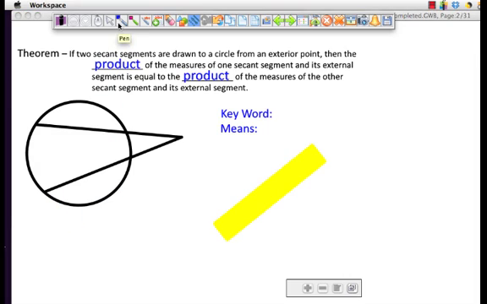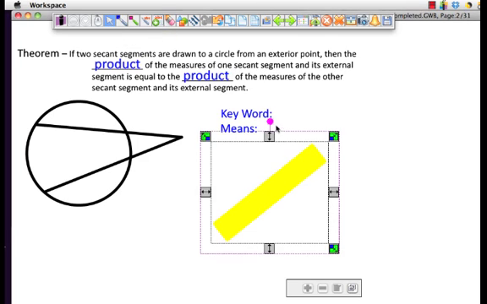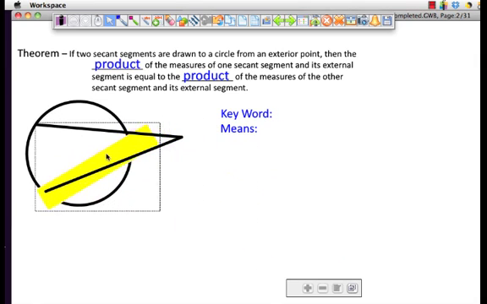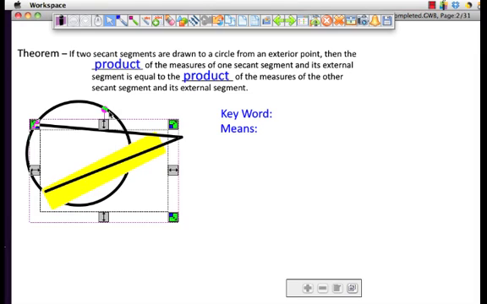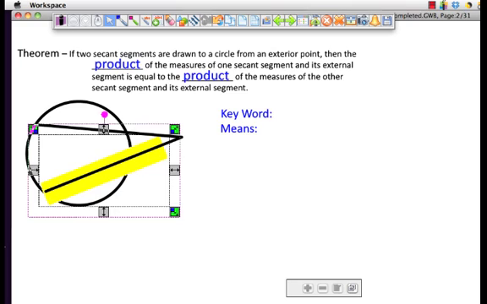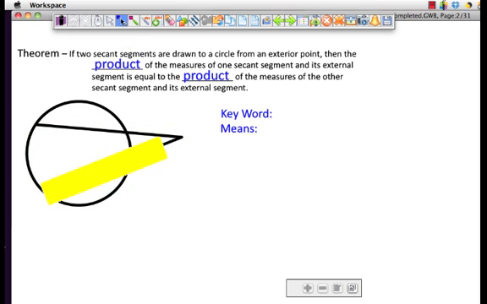Okay, and this can happen with other kinds of segments as well, as long as they meet on the outside. Here's the trick. The product, we're going to multiply again, of the measures of one secant segment. So let's just focus on one of these segments right here. I want you to ignore the bottom segment for a second, and we're just going to focus on the top. Bring this to the front so you can't see the other one. Okay. Just look at the top. The secant segment will be in pink. The segment is the whole thing.